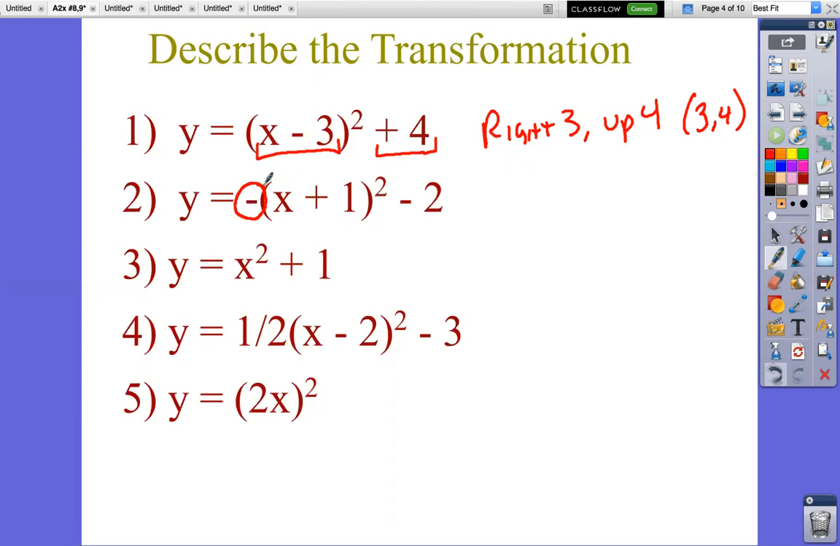Number 2, what's that negative mean? It reflects across the x-axis. Perfect. Reflecting across the x-axis. And let's put it in plain English. That really means it opens how? Down. Good. So if it's negative, it has to open down. Now you don't have to tell me that. Reflection across the x-axis is perfect.